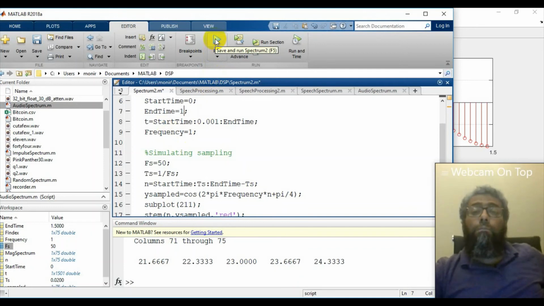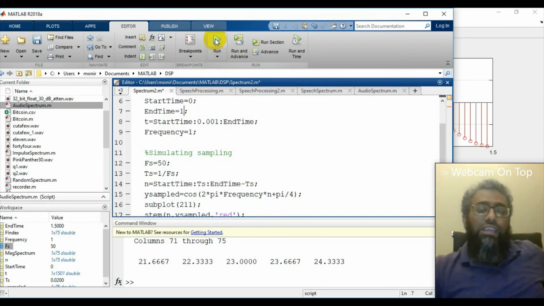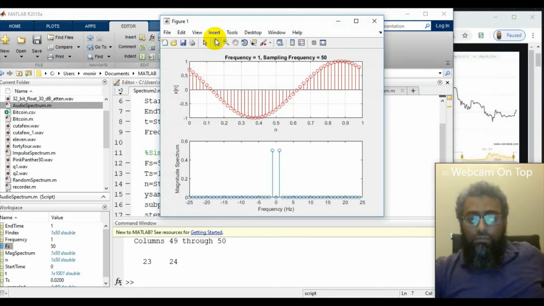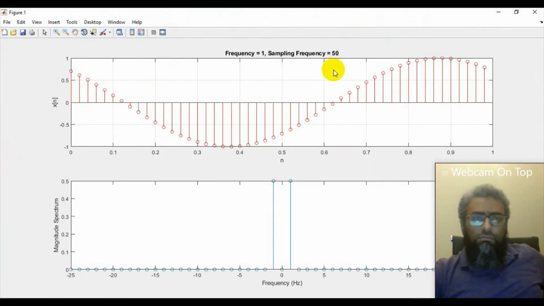We have made the phase angle pi by 4. And what do we expect? We expect कि क्योंकि हमने phase angle change किया है, so phase spectrum में कोई फर्क आना चाहिए, magnitude spectrum में कोई फर्क नहीं आना चाहिए. But let's see क्या ऐसा ही होता है? Okay. ऐसा ही है.